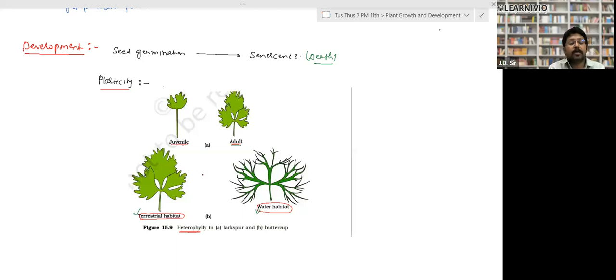Within the development, we study plasticity. Put a heading: plasticity. Now, what is plasticity? Plasticity means when the same plant is put in a different environment, it has different types of leaves. This is an example of a leaf. When an organism is put in any environment, it adapts to that environment and changes its structure or physiology according to that environment. This property is called plasticity.